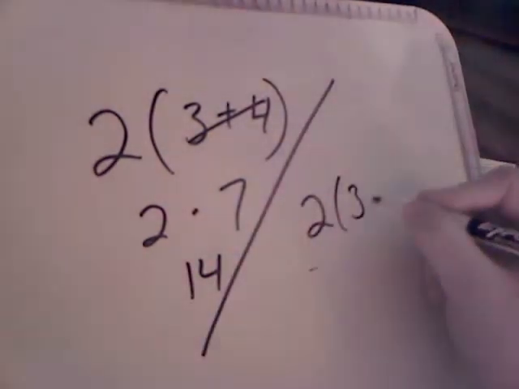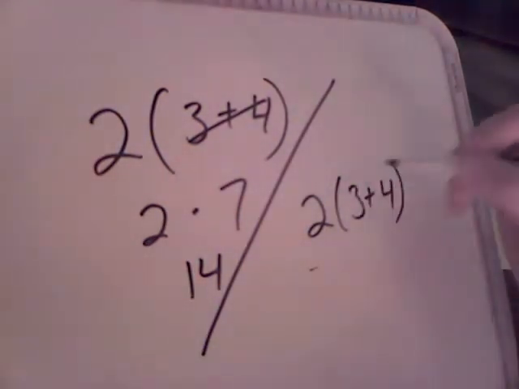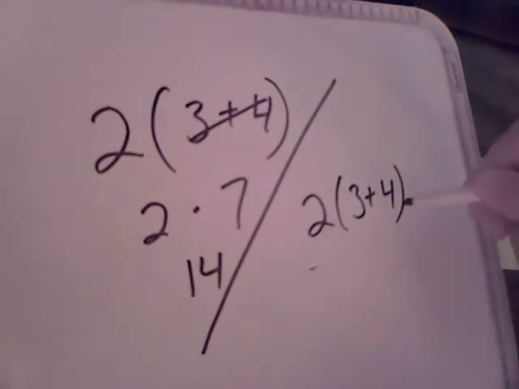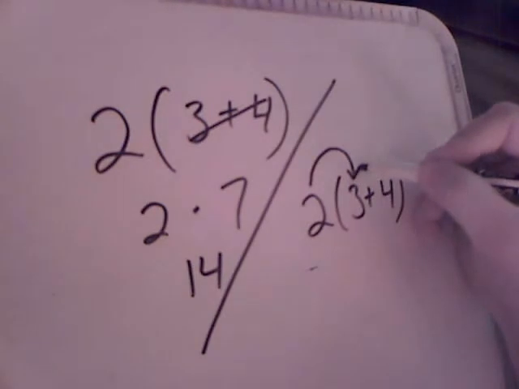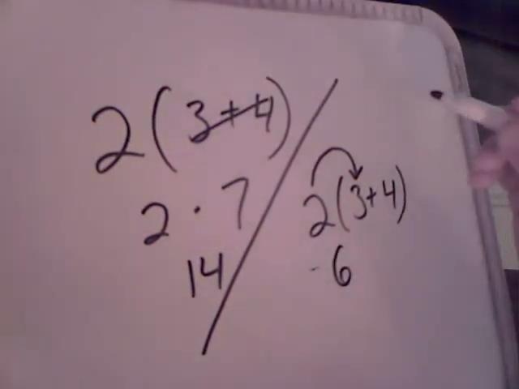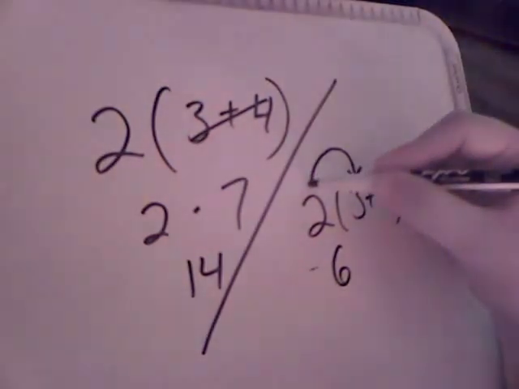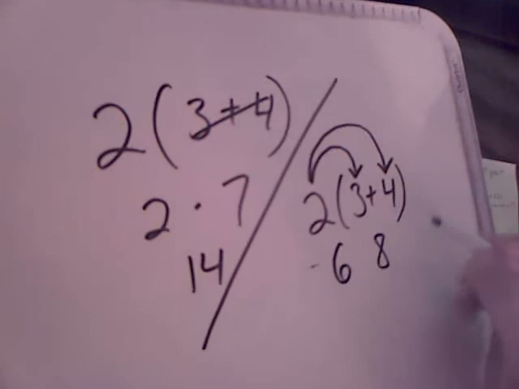Start a new problem over here. And the way the distributive property works is it says that you can multiply the 2 first, even though the parentheses are here, because there's an addition problem in here. So what that means is that you can multiply 2 times 3 and get 6, and you can multiply 2 times 4 and get 8.